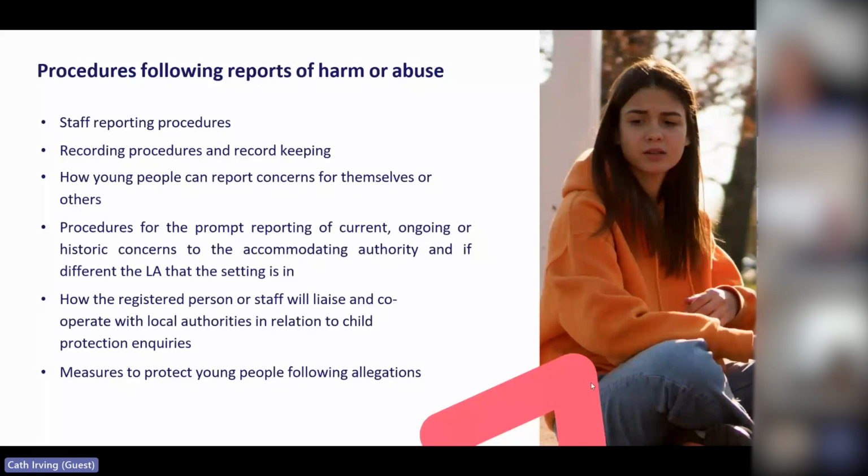And you need to think about how the registered person or staff are going to liaise with local authorities, social workers and others in relation to child protection inquiries when they do come up, and how you're going to share information well with them and work together well with them, and thinking about that good multi-agency working that comes through working together to safeguard children. We also need to make sure that we've got measures in place to protect young people should they make an allegation against another person as well. How will they be protected?